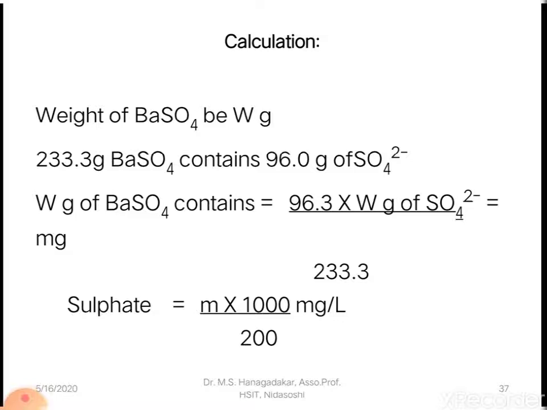Hence, W gram of barium sulfate contains how much sulfate? W into 96 divided by the molecular weight 233.3 is the actual sulfate weight. Hence, the sulfate in the given water sample is equal to that weight into 1000 divided by 200, in milligram per liter. So this is about the water analysis.